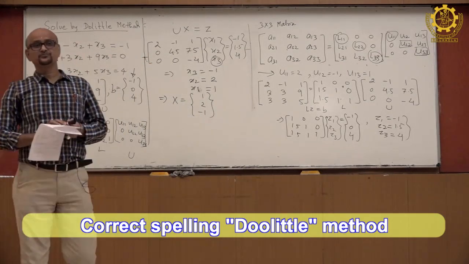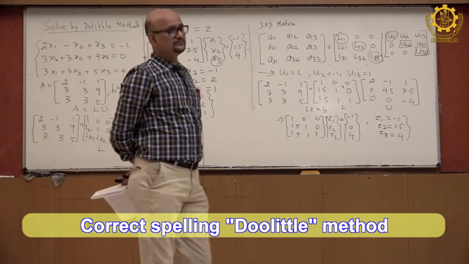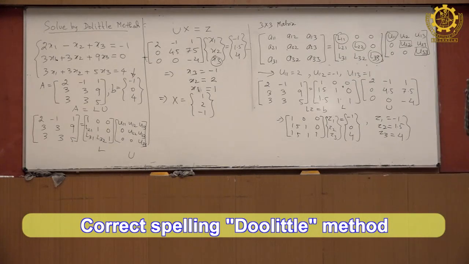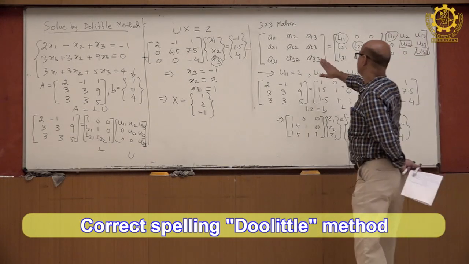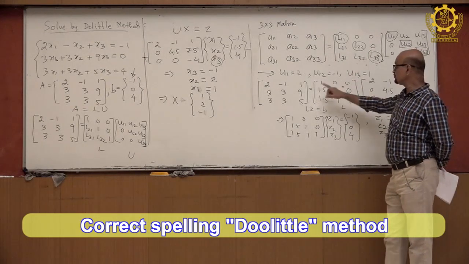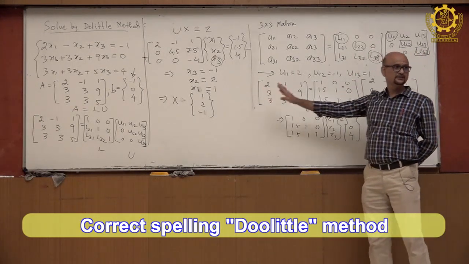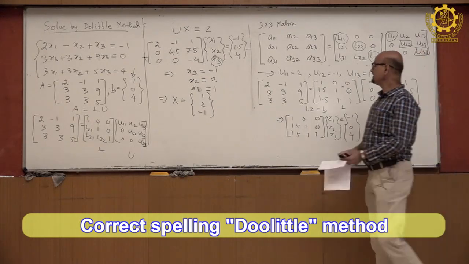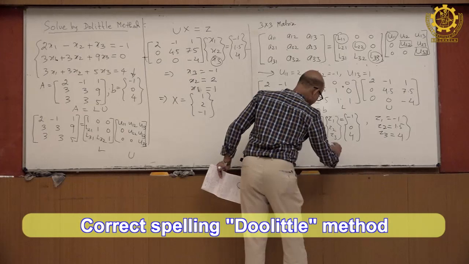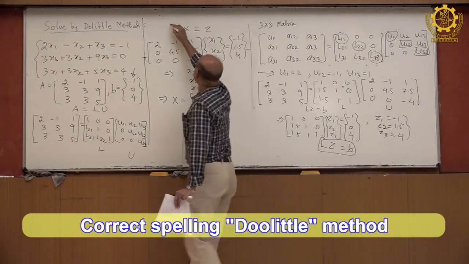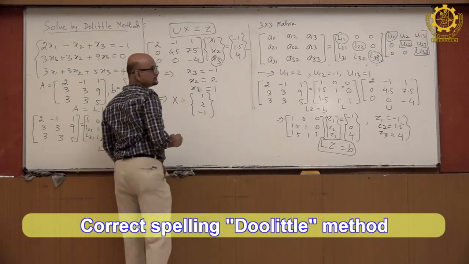So this is the procedure as per the Doolittle method for solving a linear system of equations, where you have seen the difficulty is only to factorize A into L into U, because you have 9 equations, 9 unknowns. You have to solve this. After that, it is only Lz as B and Ux as Z.